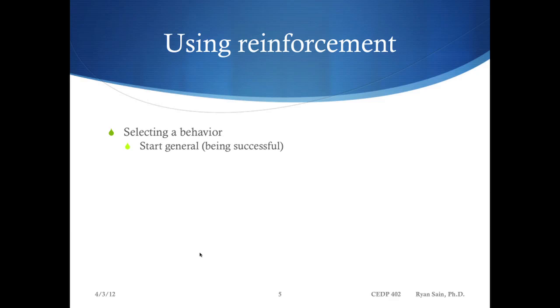Start general. Oftentimes, this is the outcome type of thing: being successful. Whatever being successful means, does that mean making a lot of money? Does that mean starting a company? Does that mean helping others? How do you define being successful? So we start general, and then you narrow that down. Get extremely specific. Here is an example of one of those: getting to work on time. That's part of being successful.